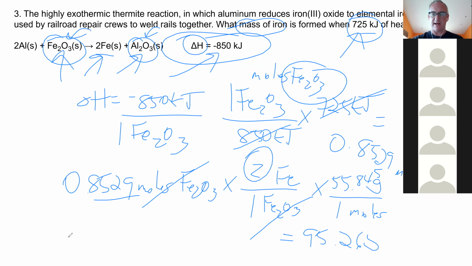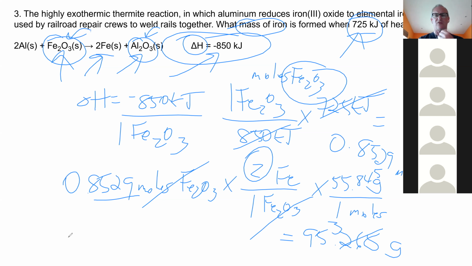Grams of Fe, 95.265 grams. So how many significant digits should I have? Three significant digits, because the heat is 725. So I would change that to 95.3 grams.